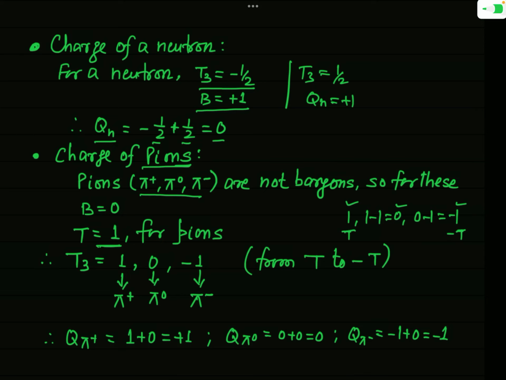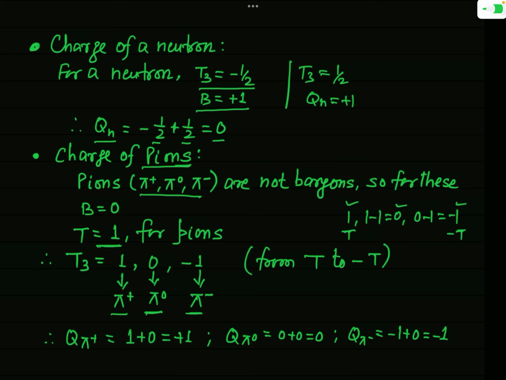Conventionally, it is supposed that T3 equal to 1 is for the pi plus state, T3 equal to 0 is for the pi 0 state, and T3 equal to minus 1 is for the pi minus state. So there are 3 charge states of the pions: pi plus, pi 0 and pi minus.